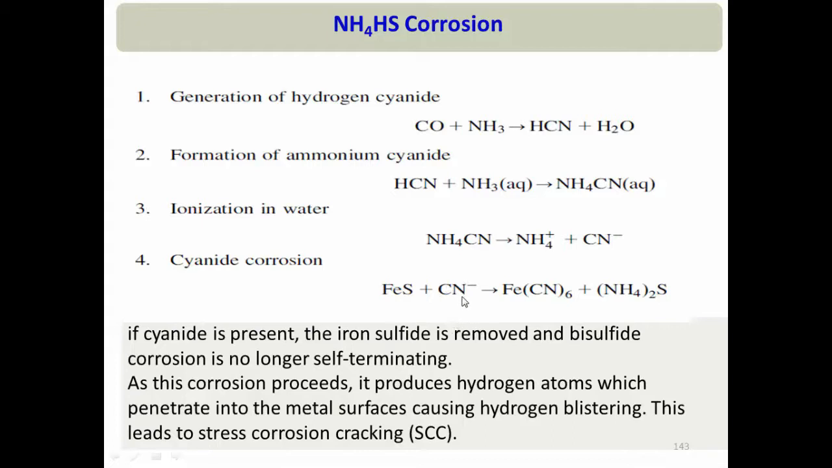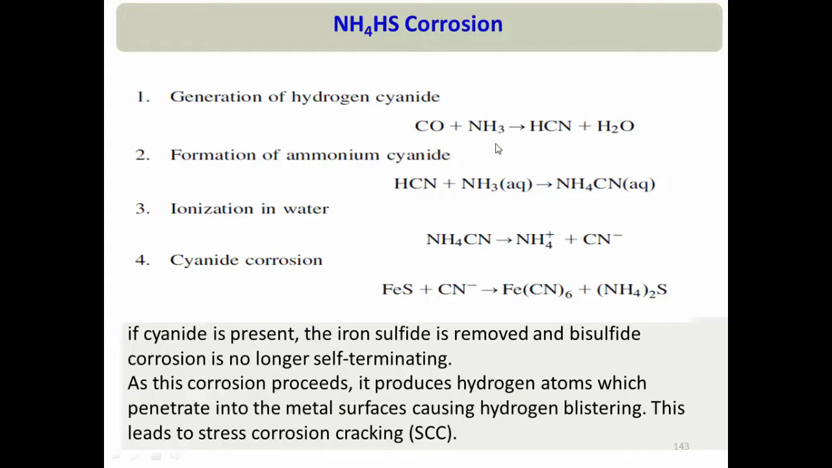So the only way left for hydrogen atoms is to enter into the metals, and once it enters, it causes hydrogen blistering, hydrogen embrittlement, and because of that sulfide stress corrosion cracking, hydrogen induced cracking. So all these problems may be because of this cyanide.